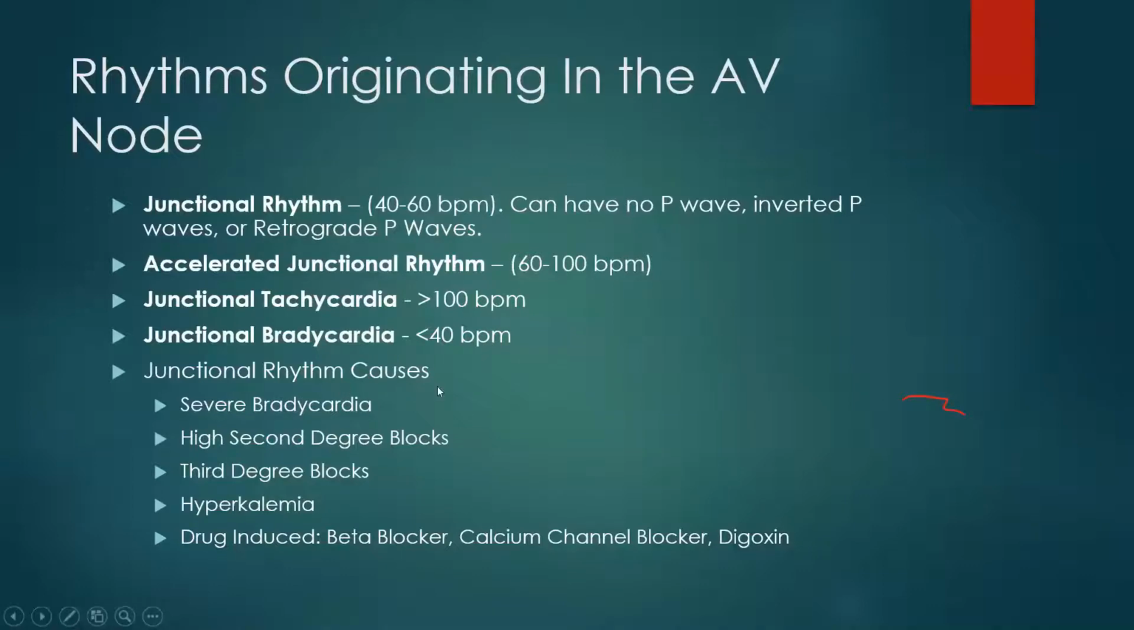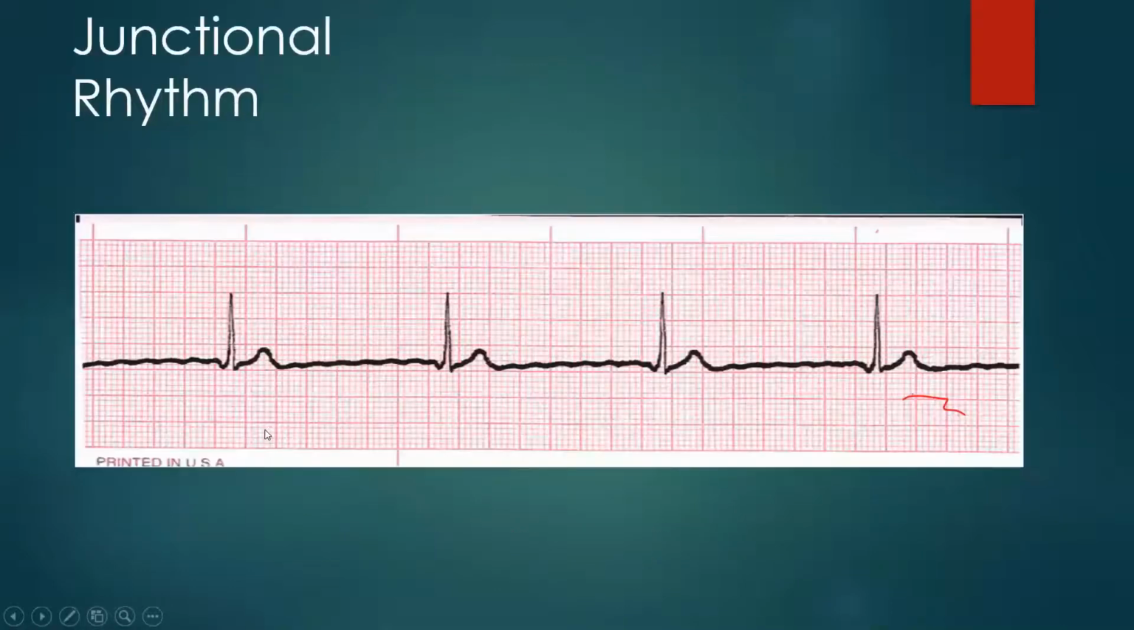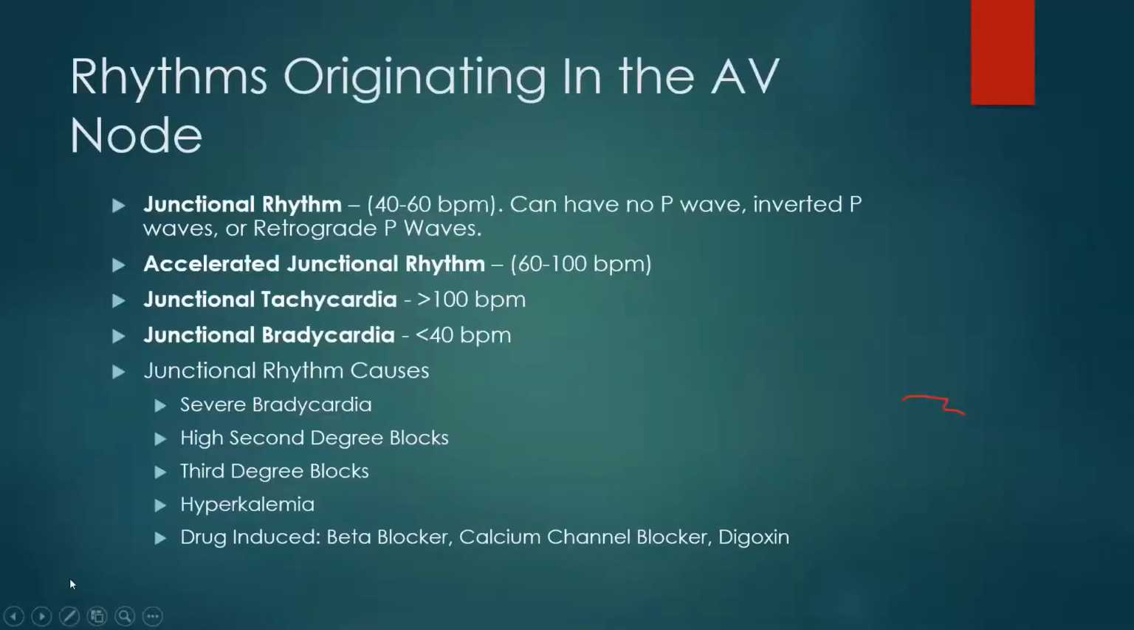Junctional rhythms usually have causes. They're not usually just something that appears. Usually it's from severe bradycardia. You get high second-degree blocks and third-degree blocks. Again, we're going to talk about those in just a minute. Hyperkalemia can cause them, and they can be drug-induced: beta blockers, calcium channel blockers, digoxin or digitalis.